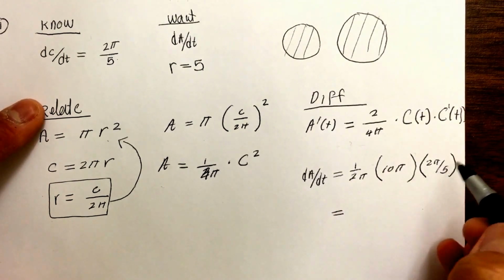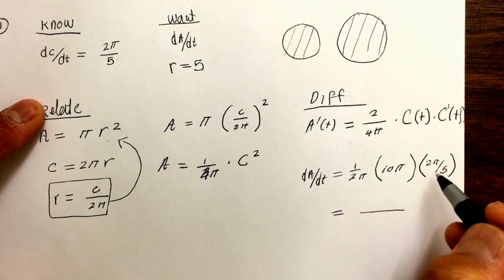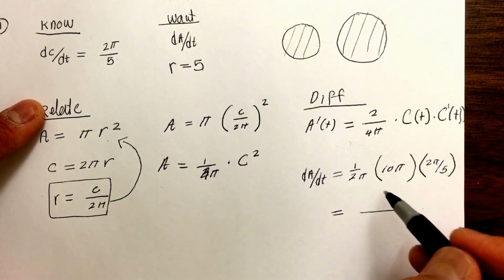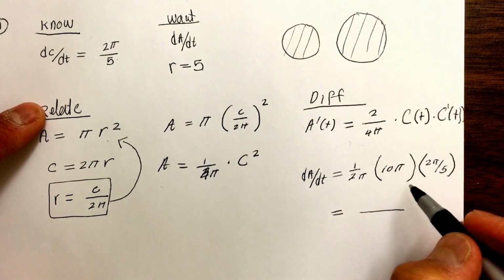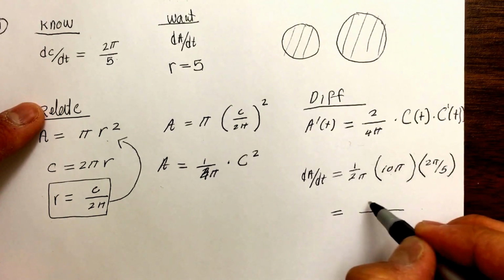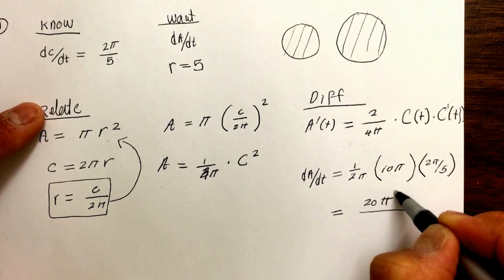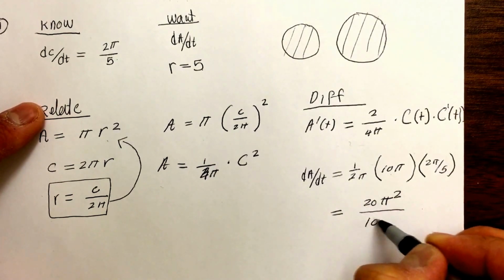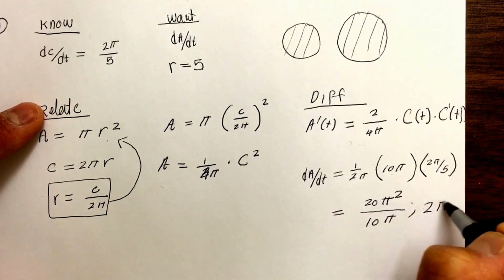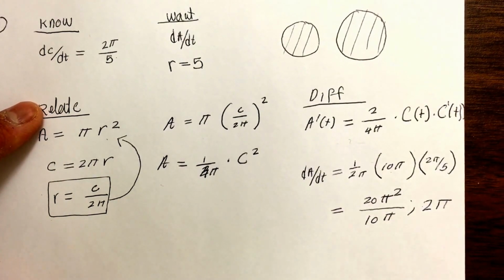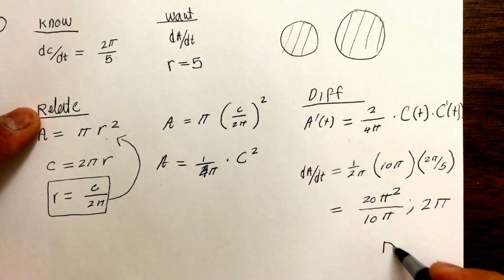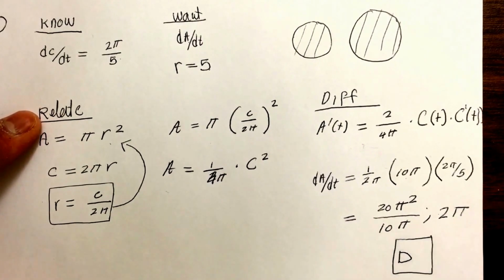And now we're gonna go see what we get. So you have 10 pi times 2 pi, that's 20 pi squared, and then you have 10 pi, so then you have 2 pi remaining. So the change in the area with respect to the change in time is 2 pi, and that is option D.